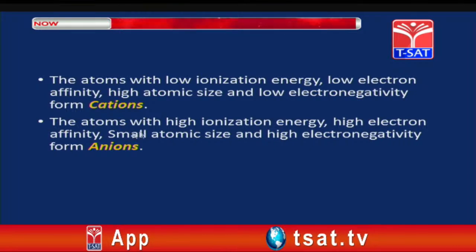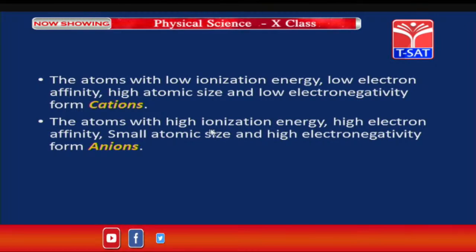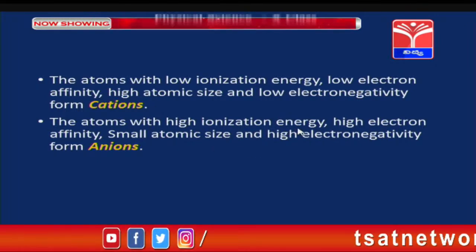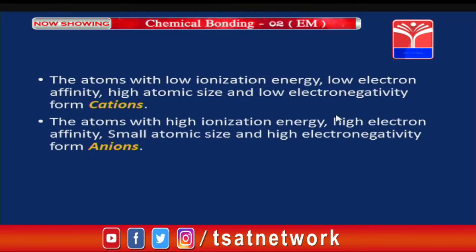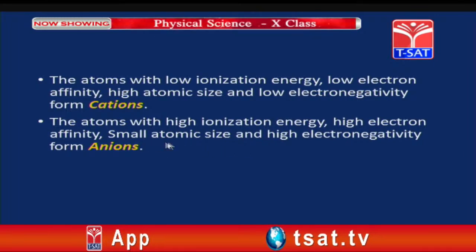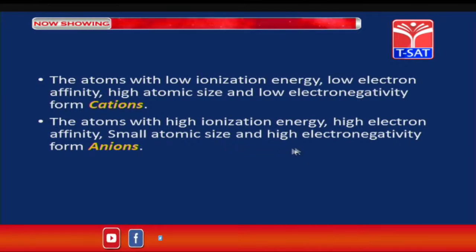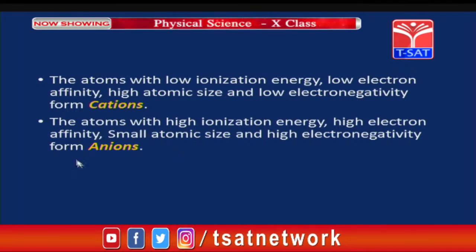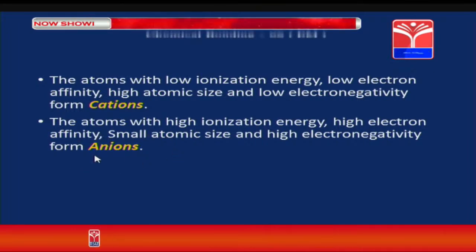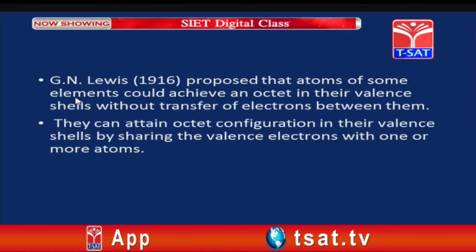Children, if the atom has high ionization energy, that means it requires a lot of energy to remove an electron, and it releases a lot of energy to attract an electron, and if the atomic size is less, that means there is a lot of attraction between the nucleus and the outermost electron, and if it has a high tendency of attracting electrons, then they can easily attract electrons and they can form anions.